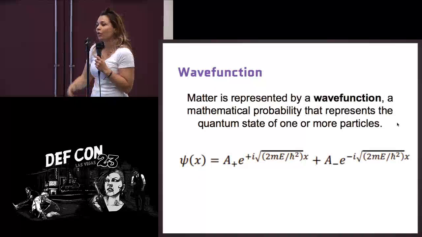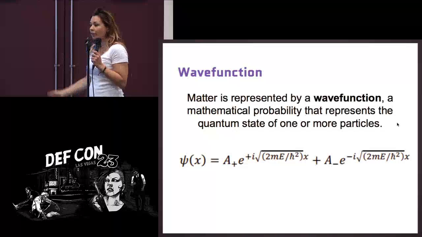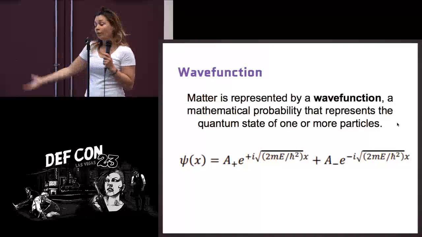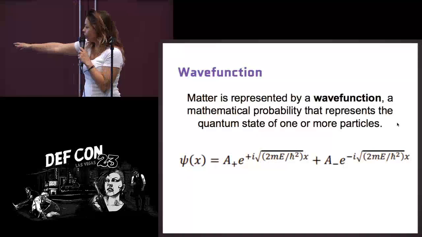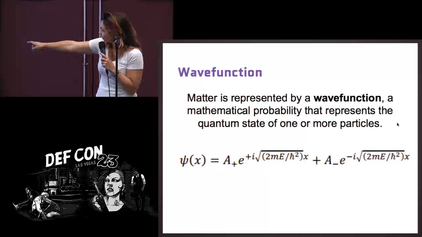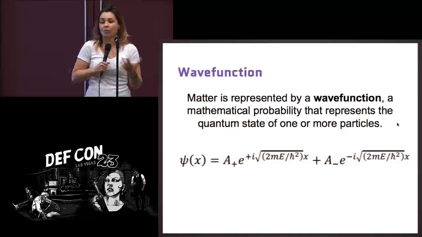There are several ways you can represent this wave function, using several different bases. We show a linear combination of two states. And if you look closely at this equation, you see that there's A plus and A minus. This is the amplitude.